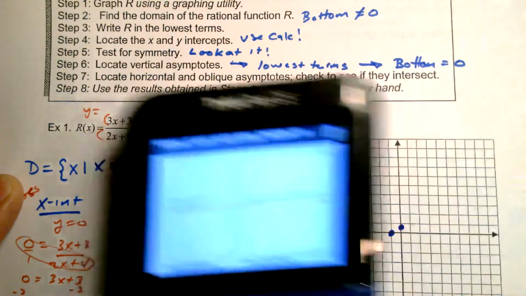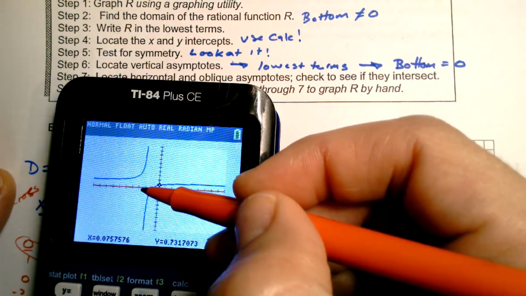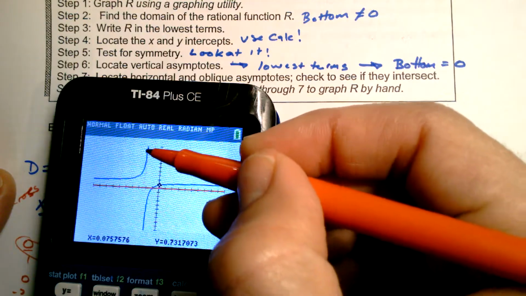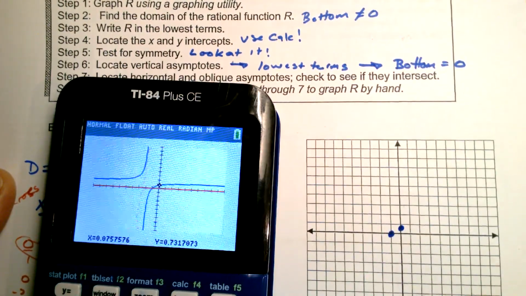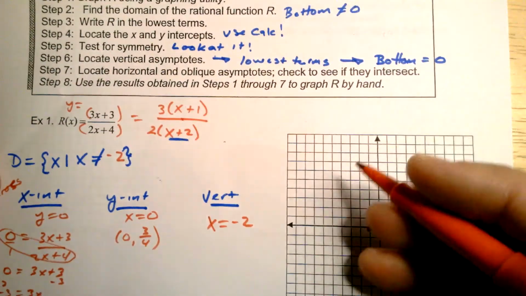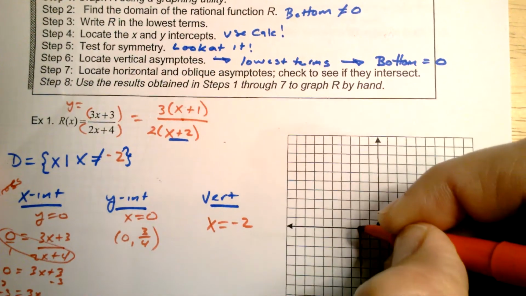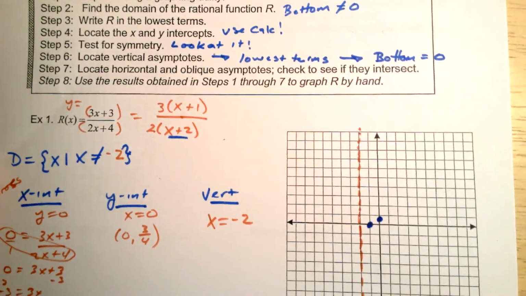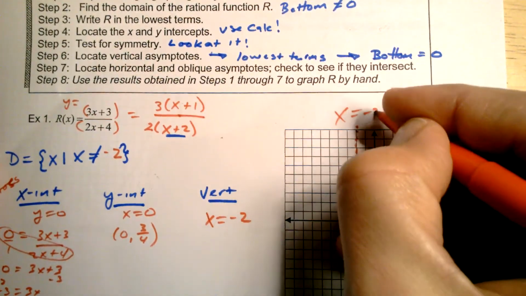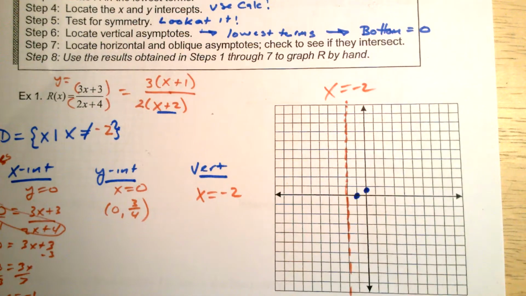And visually, if I take a look, here's 1, 2. There's definitely a vertical line here going up and down at -2. Okay, so at -2, 1, 2, I'm going to draw in a vertical line. I usually use dashed lines for that. Okay, I'll label it x equals -2. This is my vertical asymptote.